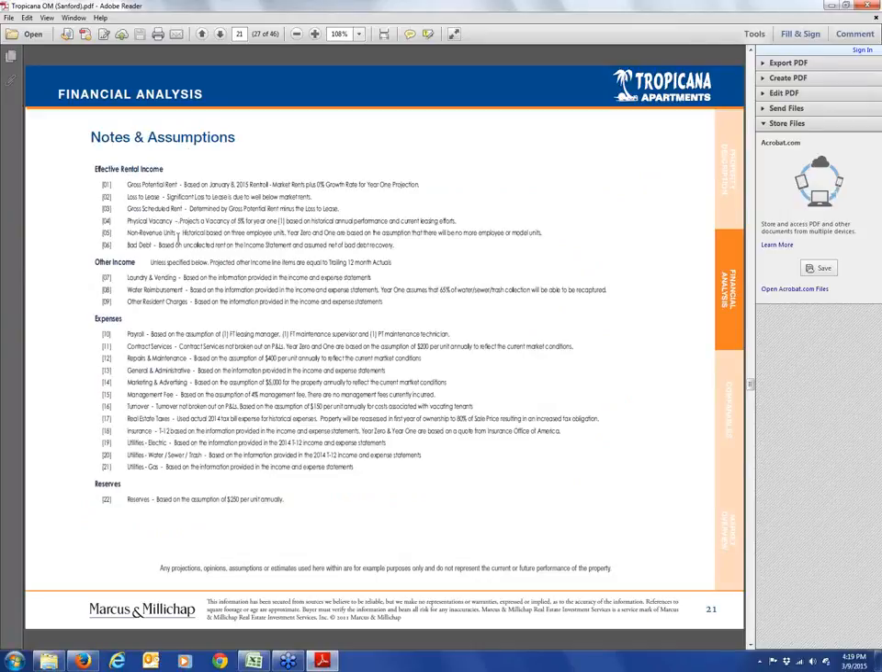Okay, I'm not going to go through this, but this is where the broker covers his tail by telling you what all the numbers represent. Very important. You can usually get some good information off of these notes and assumptions. It kind of lets you understand what's in the mind of the broker, what he feels needs to be done in order to either make this a better property or make the property look better. Okay? I mean, that may sound like one and the same thing. It isn't.